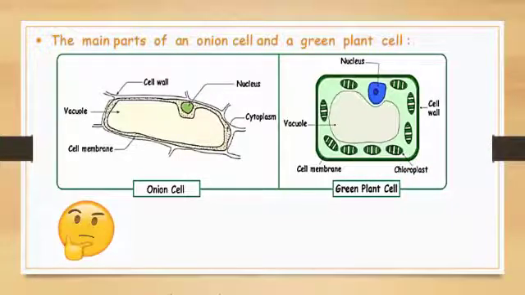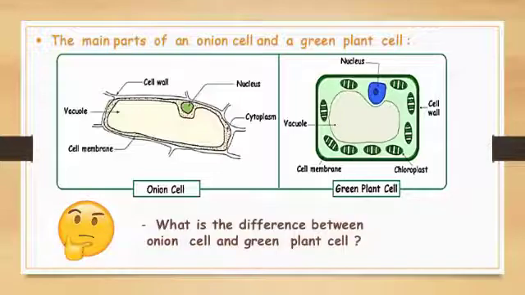So, who can tell me what is the difference between the onion cell and the green plant cell? Who knows? Yes, the only difference between the onion cell and the green plant cell is the chloroplast, which has a role in giving the green color of the plant. So the chloroplast gives the green color of the plant.